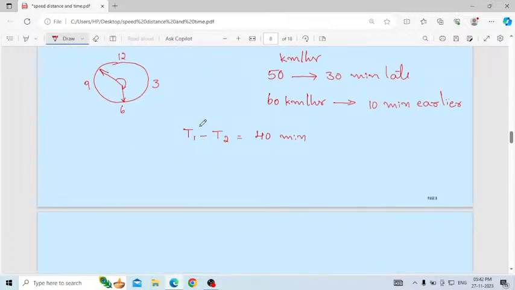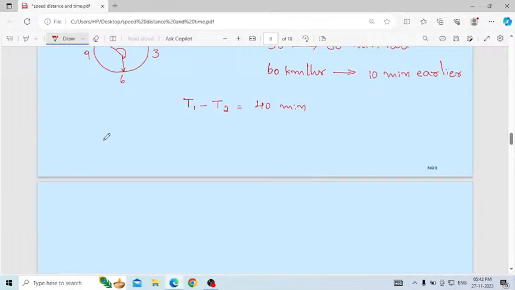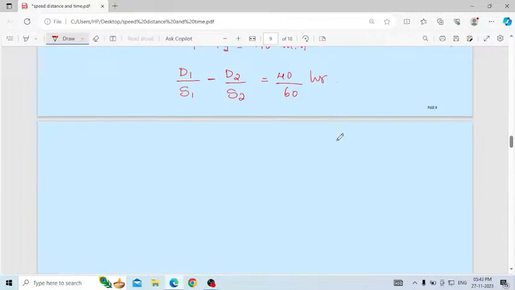T1 minus T2, this is the time difference. Now substitute in the formula, it will be easy for you. Here, for both the different cases, D by S1 minus D by S2 will be 40 minutes. Convert it in terms of hours, 40 by 60 hour, because the speed and distance are given in terms of kilometer per hour, therefore 40 divided by 60 you can do here.